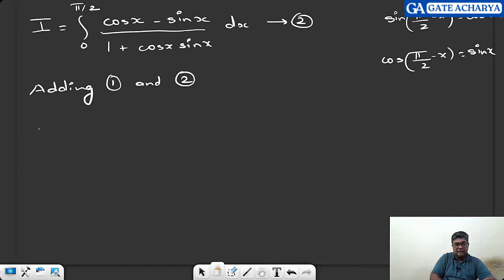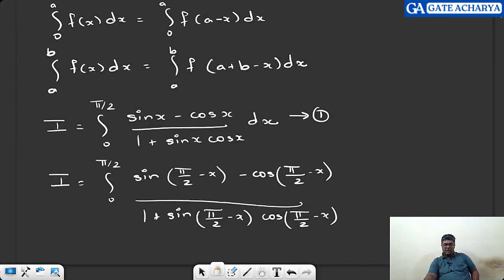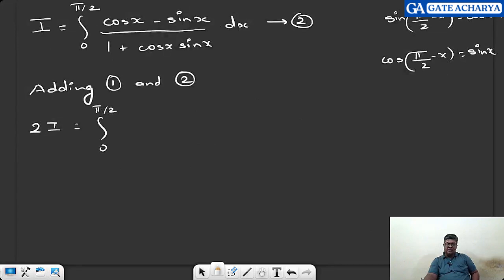On the left side what will happen? I plus I, 2I. I will get 2I, from 0 to pi/2. You can see something here. 1 plus sin x cos x is the same as 1 plus cos x sin x, which can also be written as 1 plus sin x multiplied by cos x. There is no difference in that. So the denominators of the first function and second function are the same. If the denominator is the same, I can simply add up the numerators, right?